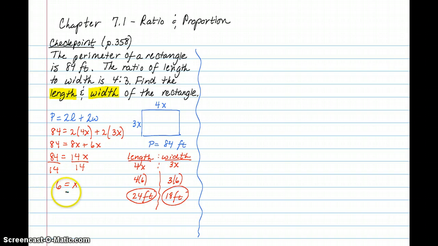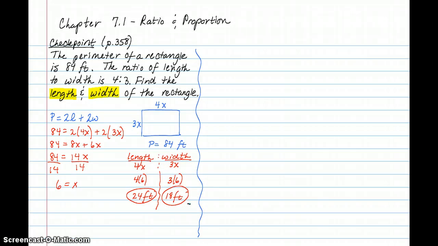Now, we're not being asked for x. You need x, but you're not being asked for that. You're being asked to find the length and width. And again, length came before width, so that's why we've set that ratio up. Length was 4x, width was 3x. We know that x is 6, so 4 times 6 is 24 feet. And for width, we know it was 3 times whatever that individual amount was, which ended up being 6. 3 times 6, which is 18 feet.